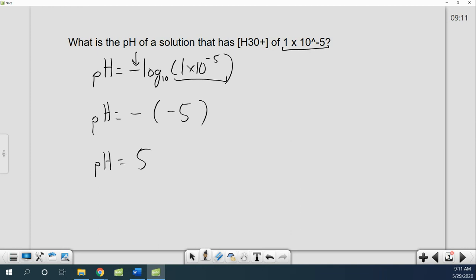There's some crazy acid, cutting edge chemistry, university level stuff that can get you a negative pH. But we are not, no, it's not, don't worry about it. For now, you'll know that your pH is going to have to be between 0 and 14.